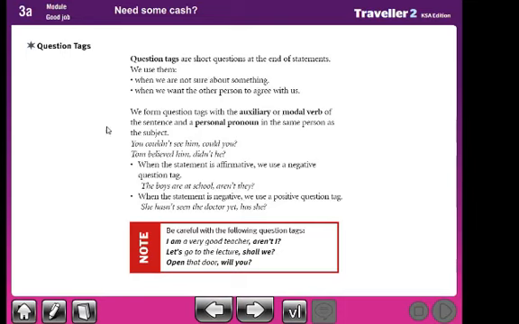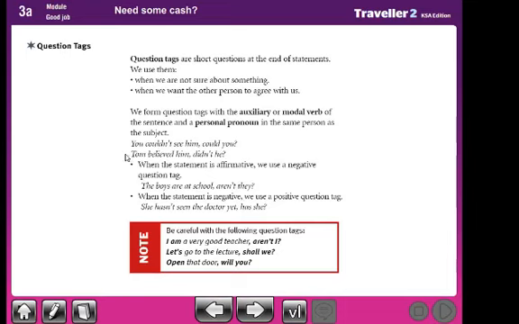We form question tags with the auxiliary or modal verb of the sentence and a personal pronoun in the same person as the subject. You couldn't see him, could you? Here the sentence is negative. Make the question tag affirmative. Couldn't, could. You couldn't see him, could you?